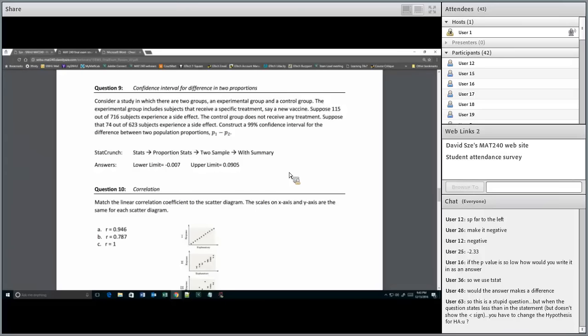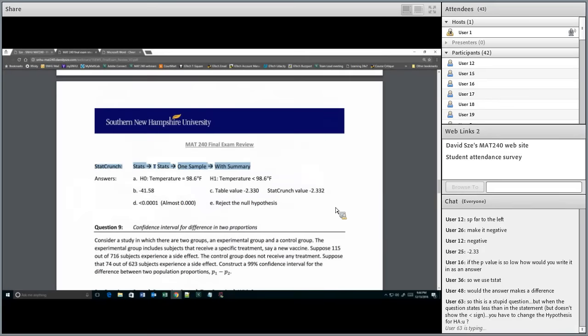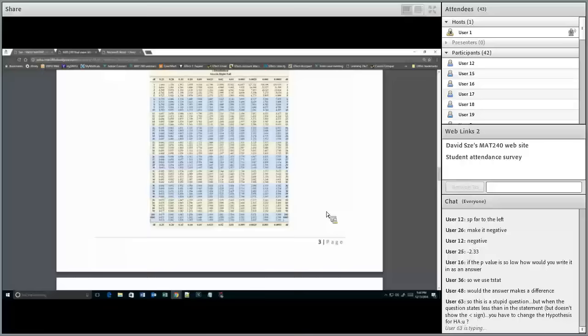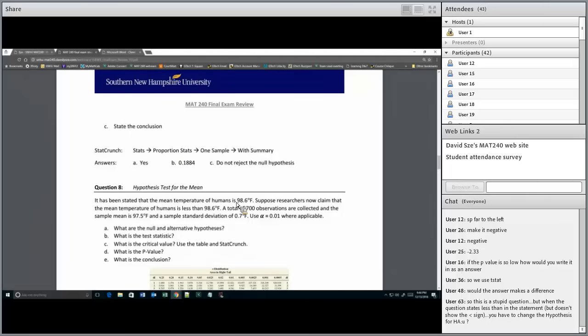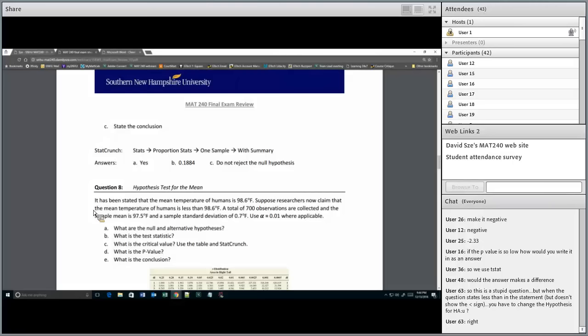When the question states less than in the statement. I'm not sure if I follow that question, but I think what you're saying is, in this question you had to, so this goes to my lecture in week 5. In week 5, we practiced reading the statements and building hypotheses out of them. So you have to read the second part of the statement, which says, suppose researchers now claim that the mean temperature of humans is less than 98.6.